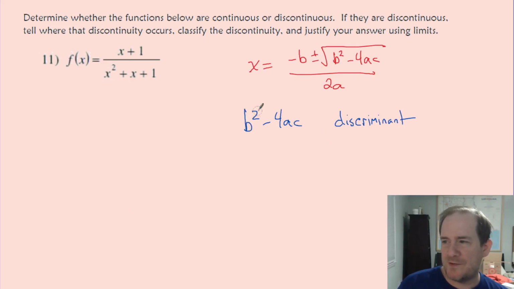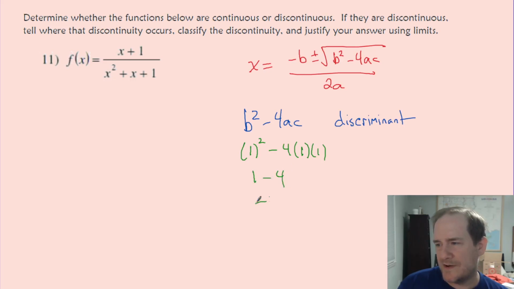But imagine if b squared minus 4ac was negative. Then you'll try to take the square root of a negative, and then your two solutions, your two zeros, will be non-real, which means they have no effect on the graph. And then the graph would have no discontinuities. And that's what happens, because b in our denominator is 1. And 1 squared minus 4, take away a, which is 1, times c, which is 1, is giving me 1 take away 4, that's negative 3.